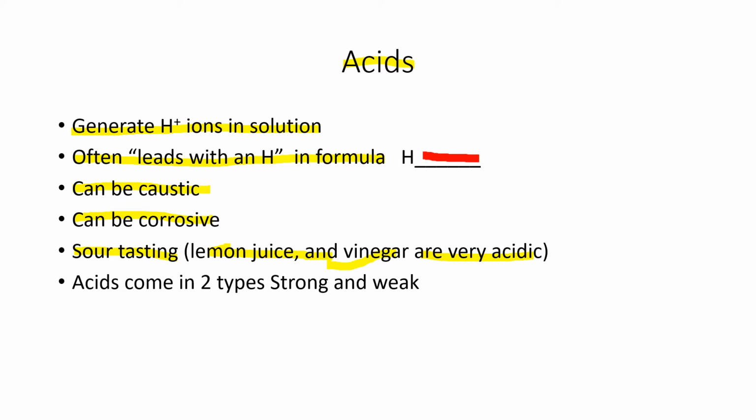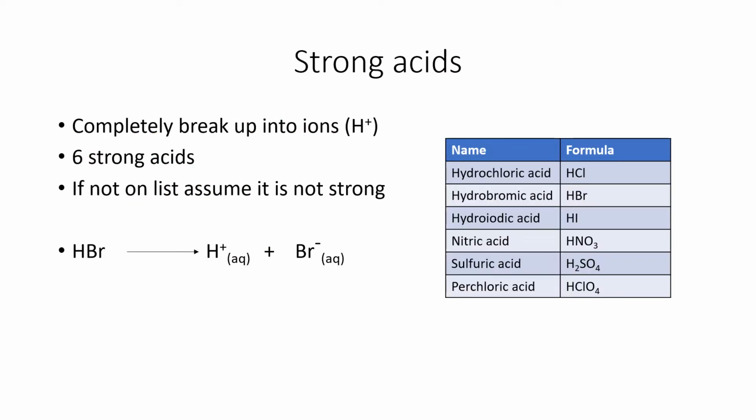We're going to see that acids come in two different types, strong and weak, and we want to associate those the exact same way we did strong and weak electrolytes. So the first type of acid that we want to talk about are the strong acids. And strong acids, just like strong electrolytes, will completely break up into ions. And one of the ions that they break up into is going to be those H plus ions. There are only 6 strong acids. If it's not on the list on the right, you want to assume that it's not strong.